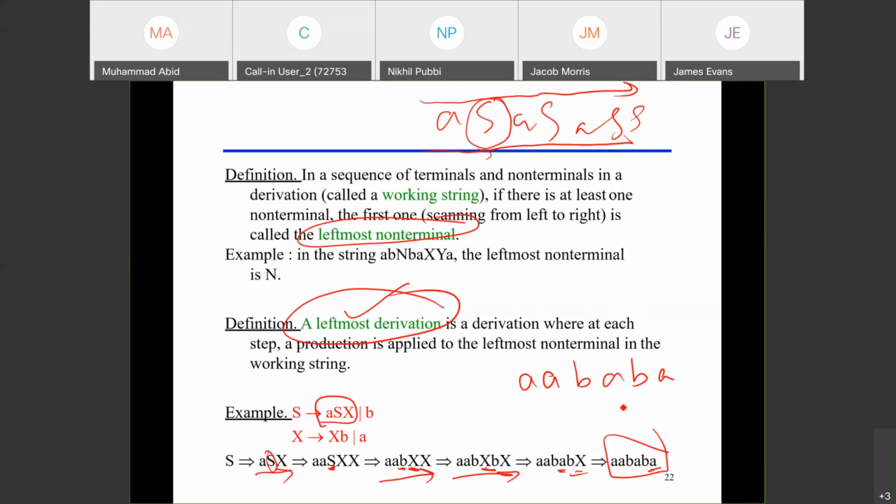But if you see here now, it is easy for a machine to do that because the machine is not picking any non-terminal anywhere from your word. It is consistent. It always scans your word from the left side and picks the first non-terminal it encounters on the left side. This is called leftmost derivation. Okay.